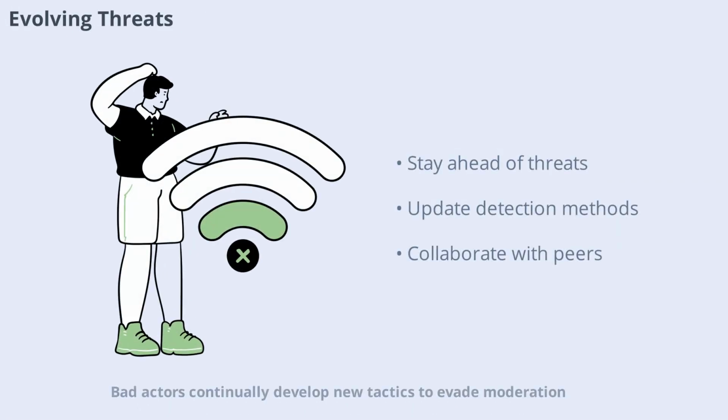Bad actors continually develop new tactics to evade moderation, such as coded language or manipulated media. Platforms must stay vigilant, update detection methods, and collaborate with industry peers to address evolving threats. Continuous learning and adaptation are crucial for effective moderation.